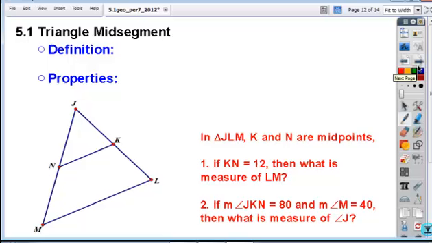Then is the idea of triangle midsegment. So I want to define it here first, then talk about the properties of it. A triangle midsegment is just the segment that connects the midpoints of two sides of a triangle.